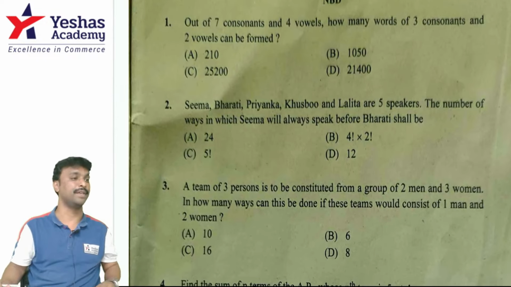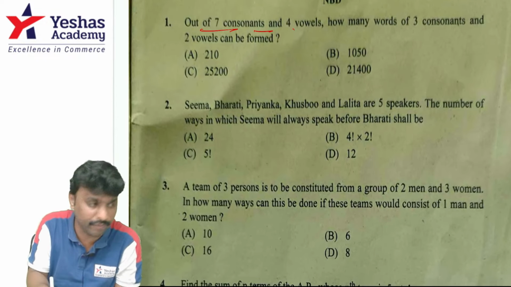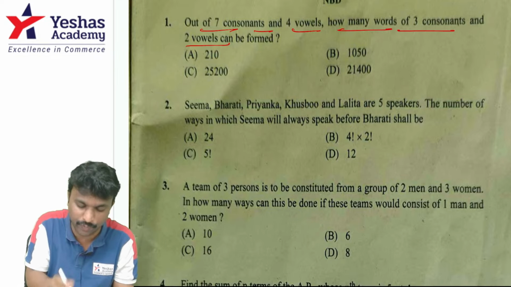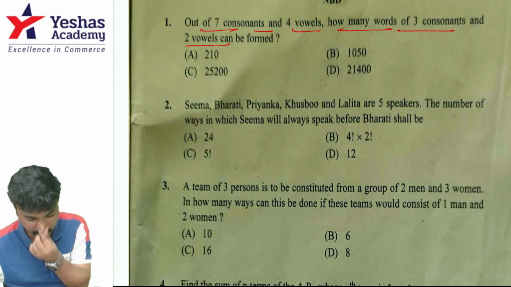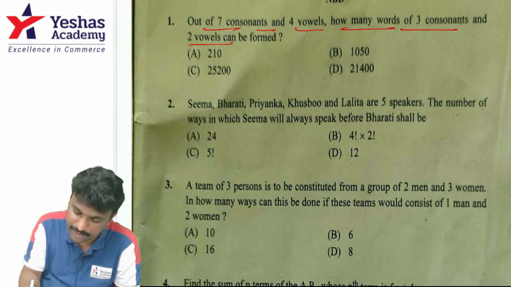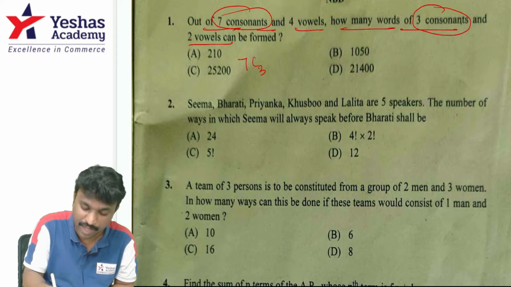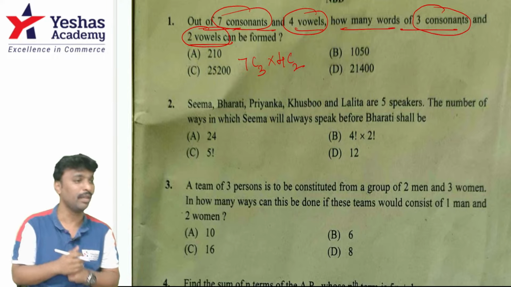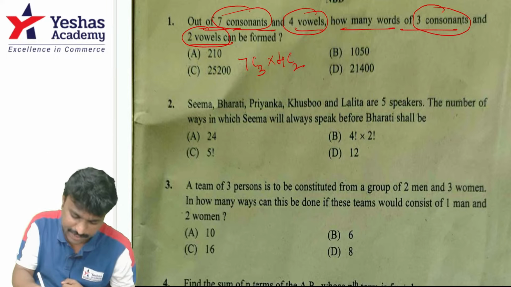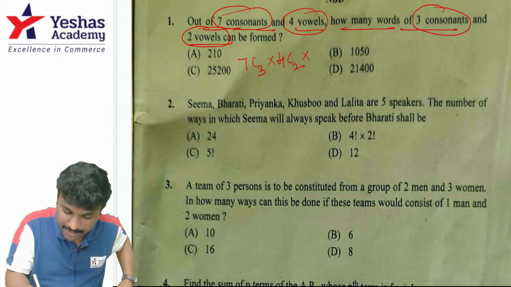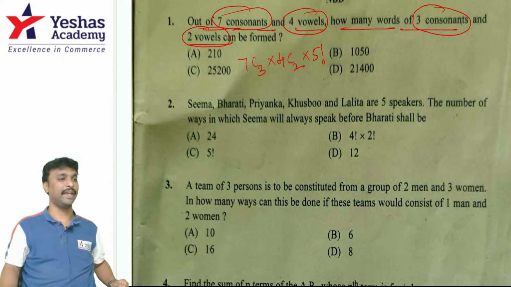So please concentrate here. Out of 7 consonants and 4 vowels, how many words of 3 consonants and 2 vowels can be formed? First of all, we have to select 3 consonants from how many consonants? 7 consonants. It is 7C3. And we have to select 2 vowels from 4 vowels. How do I select? 4C2. Selection means combination. After selection, how many letters have I chosen? 3 consonants and 2 vowels, 5 letters I have chosen. Now I have to form a 5-letter word. So how many words can I form? 5 factorial ways I can form the words.